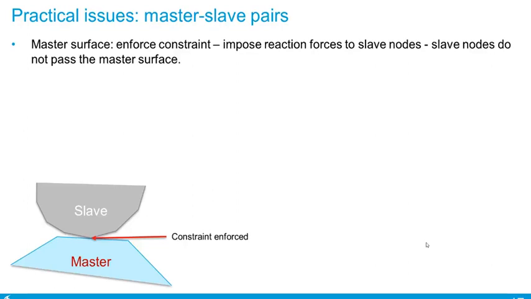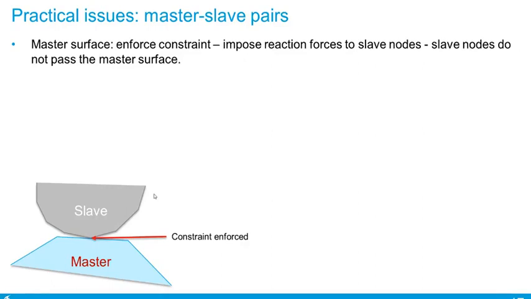Next, we're going to talk about some practical issues in modeling contact. And the first one is these master-slave pairs. Theoretically speaking, there is no distinction between the two surfaces of the two bodies coming into contact. However, numerically speaking, we separate the roles for the two surfaces. We call one surface or one body the master and the other one the slave, and they have different roles in the contact algorithm.